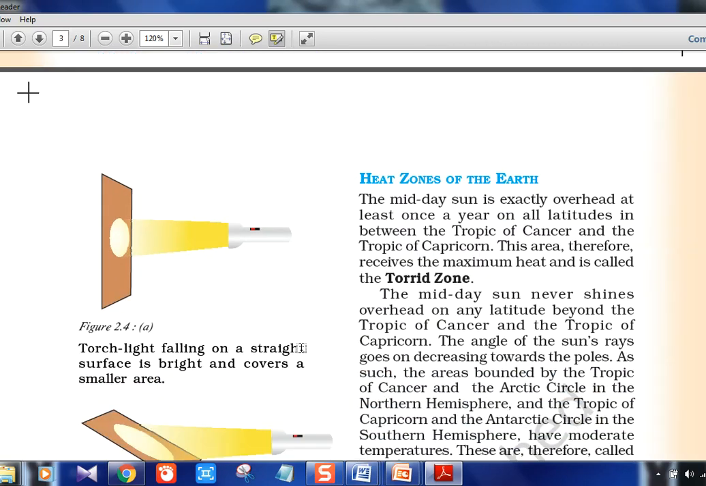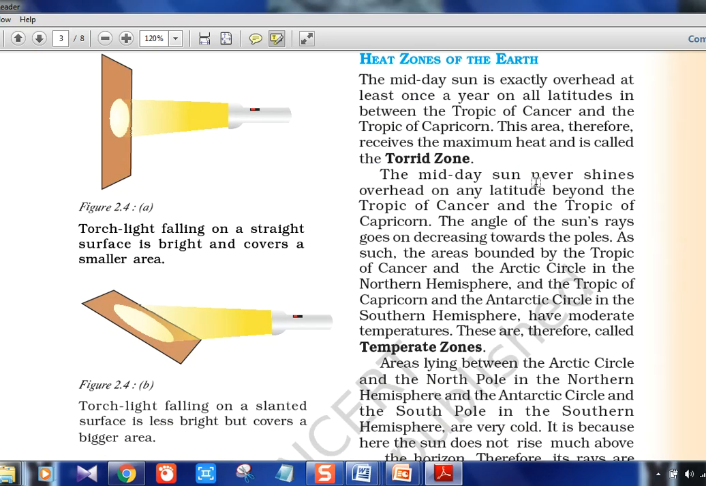Heat zones, again the same thing which I told. Between the Tropic of Cancer and Tropic of Capricorn is maximum heat, that is the torrid zone. Mid-day sun never shines overhead on any latitude beyond the Tropic of Cancer and Tropic of Capricorn. The Paris climate change agreement also, all the tropic countries are part of it, between the tropics, actually in the torrid zone, whichever countries are invited to join it. The angle of sun rays goes on decreasing towards the poles. So in the torrid region only it will be falling directly, like in the picture they have shown. The other places, it will always be at an angle, not directly.